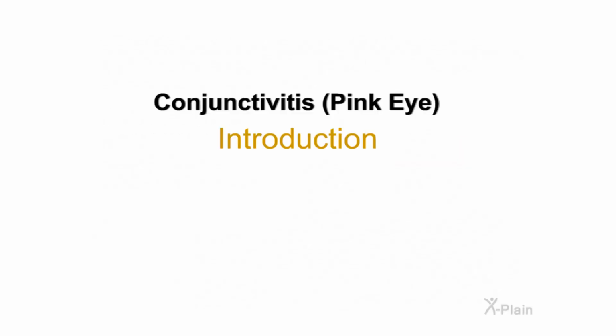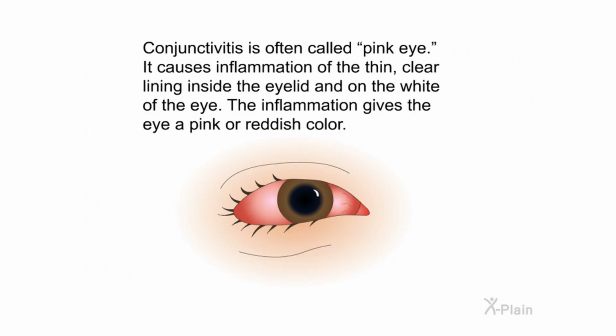Conjunctivitis, pink eye. Introduction. Conjunctivitis is often called pink eye. It causes inflammation of the thin, clear lining inside the eyelid and on the white of the eye. The inflammation gives the eye a pink or reddish color.